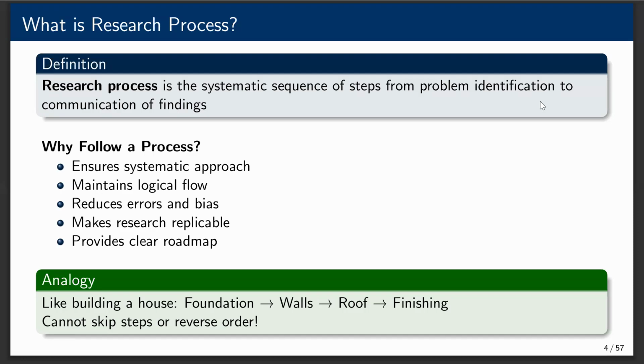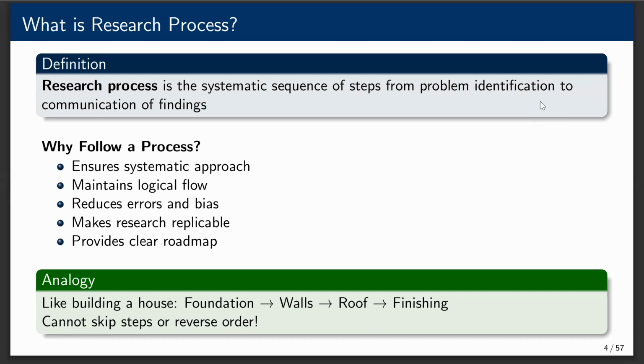what is research process? So research process is the systematic sequence of steps from problem identification to communication of findings. Now the question is, if I will not follow a process, what will happen? Obviously, you will not get clarity of what you are doing, right?